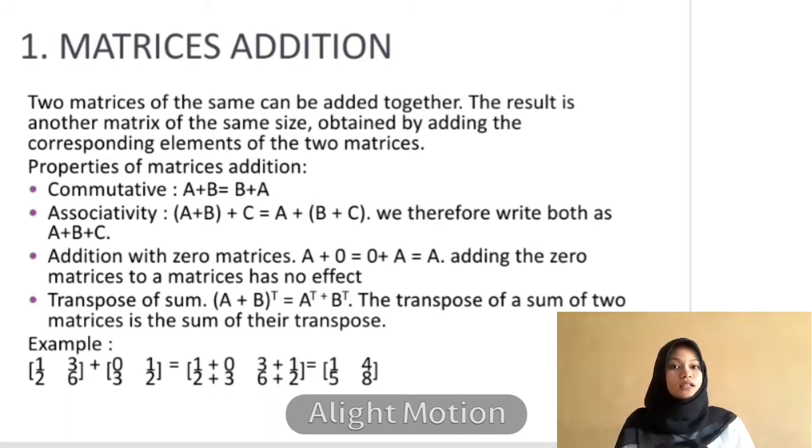And then transpose of sum. (A plus B) transpose is equal to A transpose plus B transpose. The transpose of the sum of 2 matrices is the sum of their transposes.